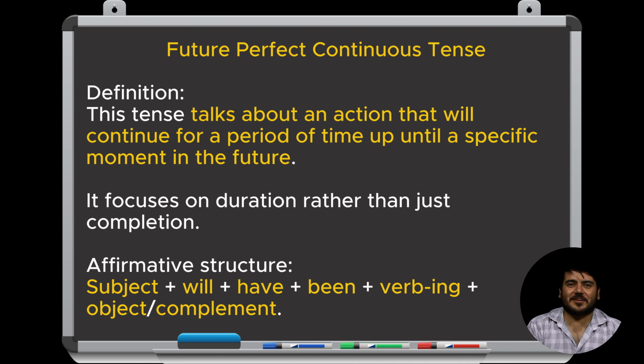Future perfect continuous tense. This tense talks about an action that will continue for a period of time up until a specific moment in the future. It focuses on duration rather than just completion. It's a structure: subject plus will plus have plus been plus verb-ing plus object or complement.